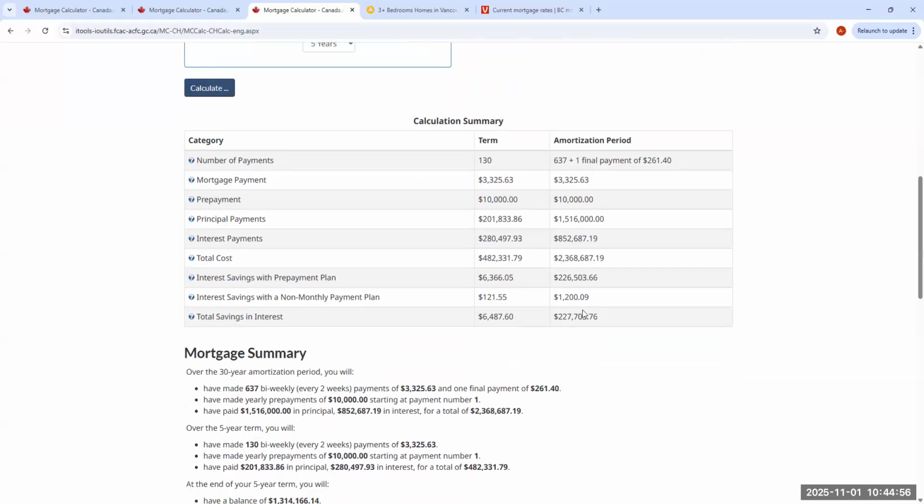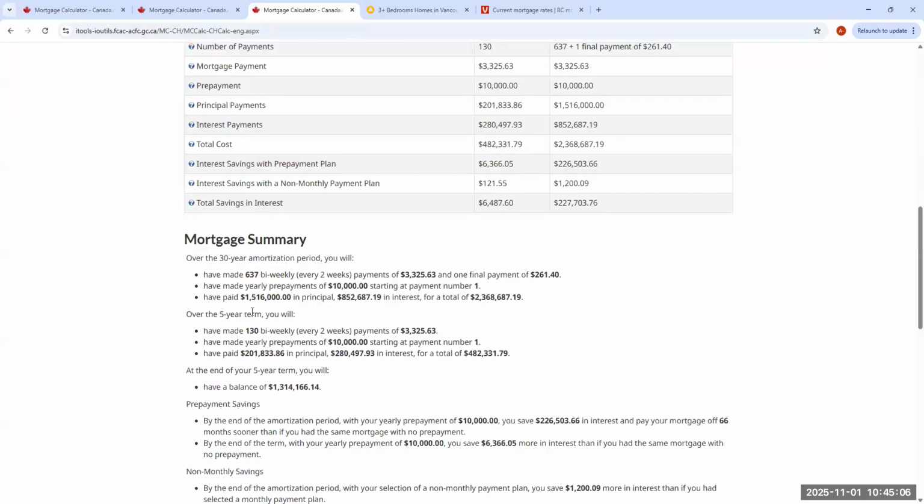And total savings in this case, so interest saving of non-monthly payments. If we go with a non-monthly payment, we're saving another 1,000. So total saving is 226. And here is the mortgage summary, if you can see it. You have made 600 bi-weekly payments of 3,325 and one final payment of 261. You have early prepayments of 10,000 starting period 1. That much is the principal, that much is the interest, and in total you're paying that much.